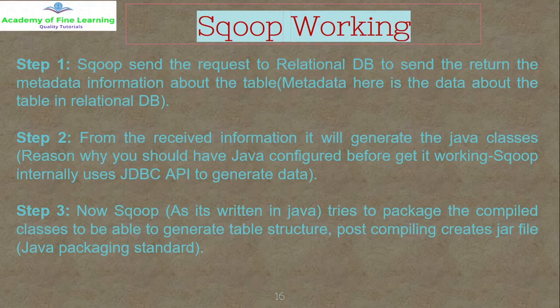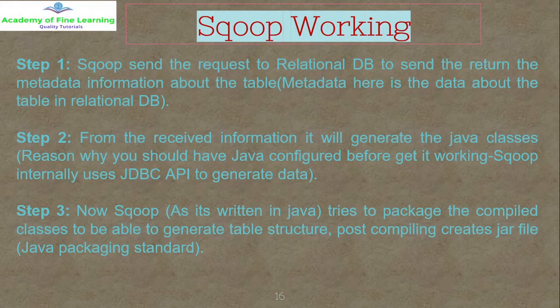That is, this table employee has these properties. These are the columns. Suppose it has the employee ID, employee name, employee address, and employee salary. These 4 columns we have. First Sqoop will get this metadata from the RDBMS. After it gets the metadata, it will generate the Java class for this particular table. So one employee class will be created, and that employee class will have these features: employee ID, employee name, employee address, and employee salary.